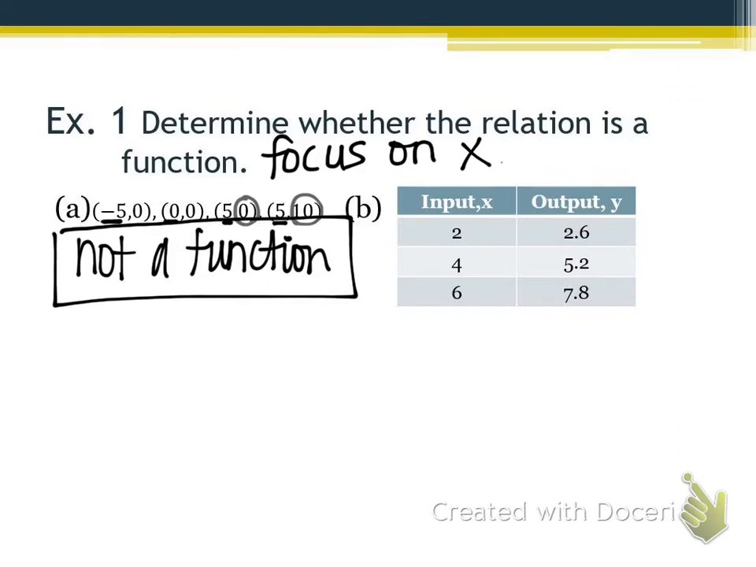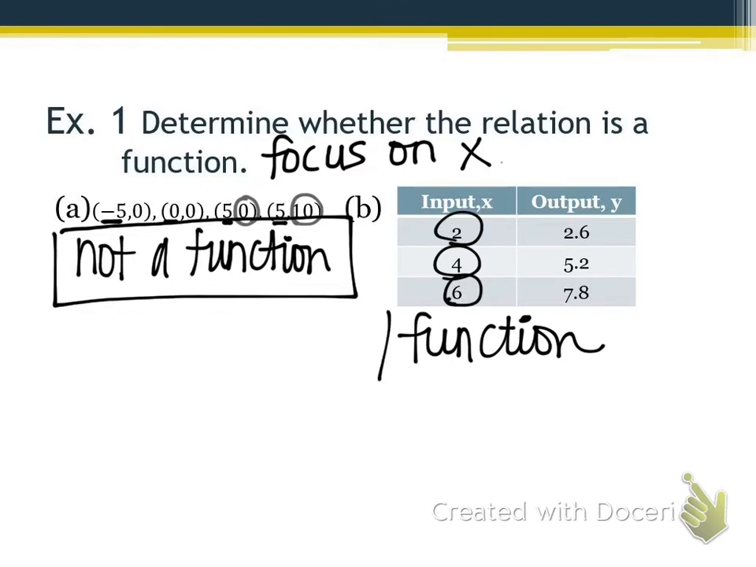Now look at your table in letter B. Trevin, what are my input values? What are my x values? 2, 4, and 6. All right. Does any input value repeat? No. So do I have a function? Yes, I do. So if none of my input values repeat, I really don't have to think anymore. It is a function. So focus on the input values. Any questions? If none of your inputs repeat, it's a function. Absolutely. If none of your input values repeat, you automatically know you have a function. Can I put that in here? You sure can.